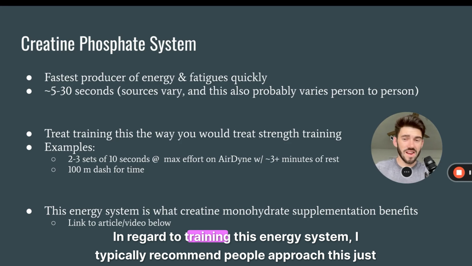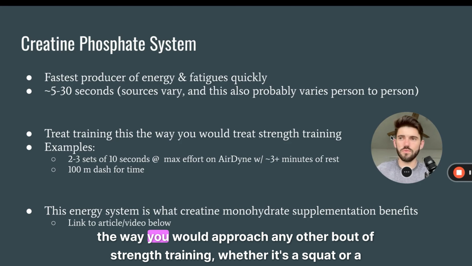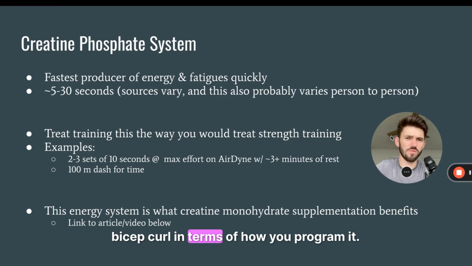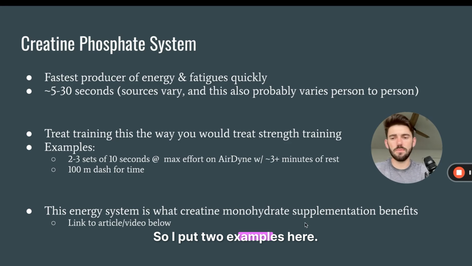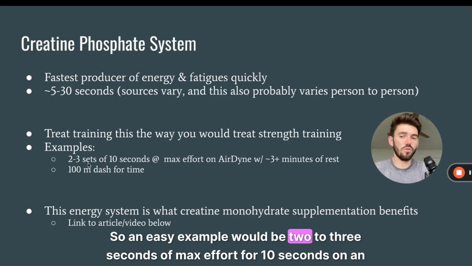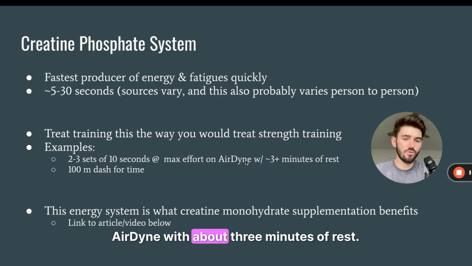In regard to training this energy system, I typically recommend people approach this just the way you would approach any other bout of strength training, whether it's a squat or a bicep curl, in terms of how you program it. So I put two examples here. An easy example would be 2 to 3 seconds of max effort for 10 seconds on an Air Dyne with about 3 minutes of rest.